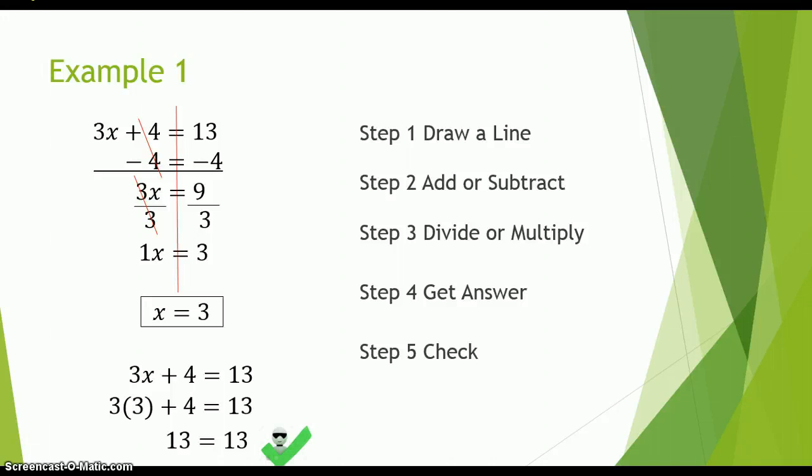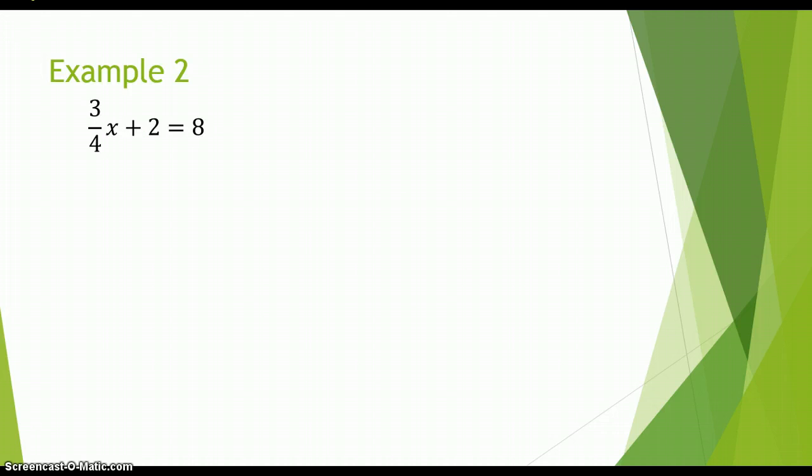Let's try another example. Example number 2. Now, in this example, we are going to learn a new vocabulary word. So pay close attention for that word. And again, as I walk you through how to solve it, I want you to copy down the problem and also the steps to how to solve this problem.